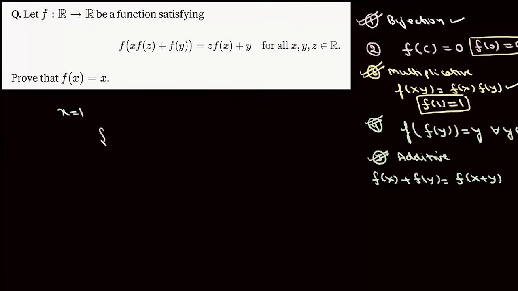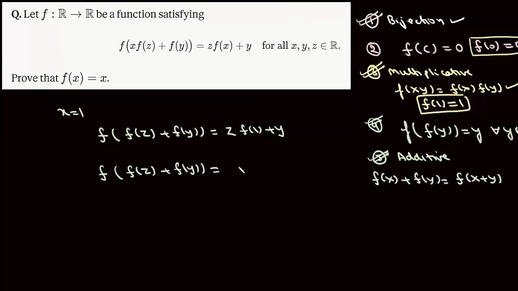So we'll get f of f(z) plus f(y), and this is f(1 plus y), and f(1) is 1. So we'll have f of f(z) plus f(y) will be z plus y. Now we need f(x plus y), which we can have from here.